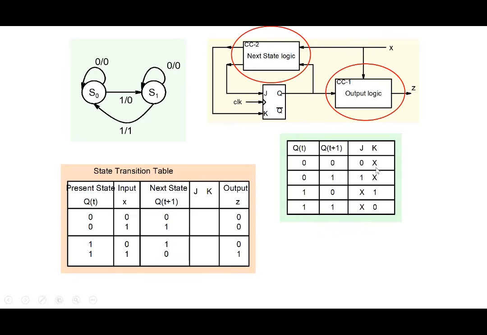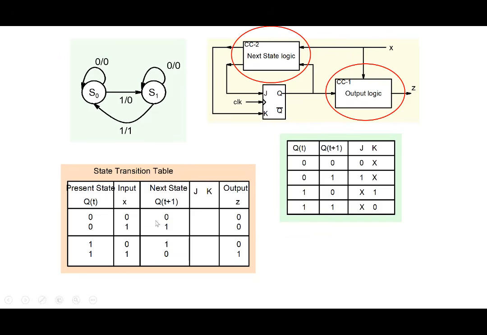This excitation table is useful in order to find out what values of J and K are required to cause a particular state transition. For a D flip-flop, it was very simple. If you want to go from 0 to 0, the D value was 0. If you want to go from 0 to 1, the D value was 1. For a JK flip-flop, it's a little bit more complex, but the excitation table is essential in order to design the next state logic here.